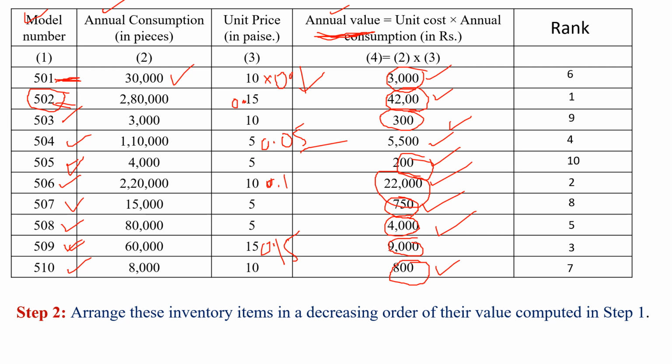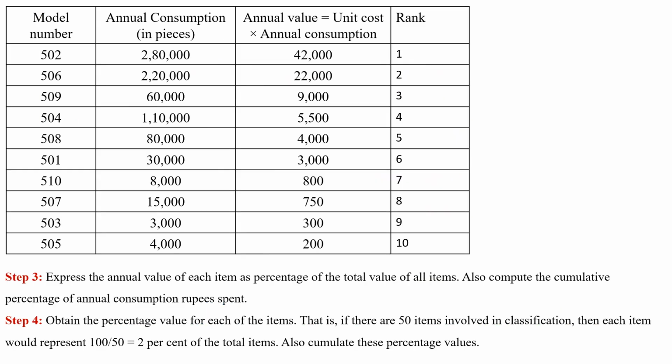Then I have to arrange this order rank-wise. I have to arrange all the items. So here we have arranged all the items rank-wise. Here we get the first rank for model number 502, which has the highest annual value. Like that, based on the rank, we have to arrange all the items. Here, the 505 model number has the lowest annual consumption value, that is rank 10.